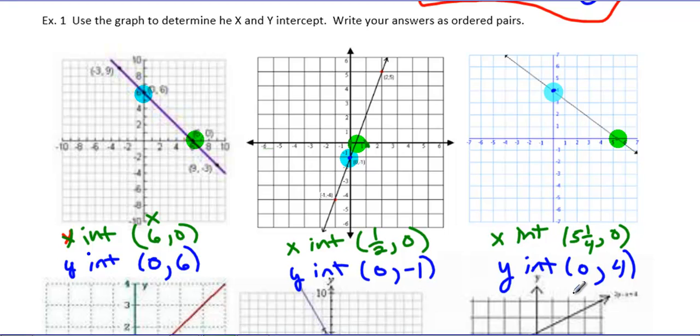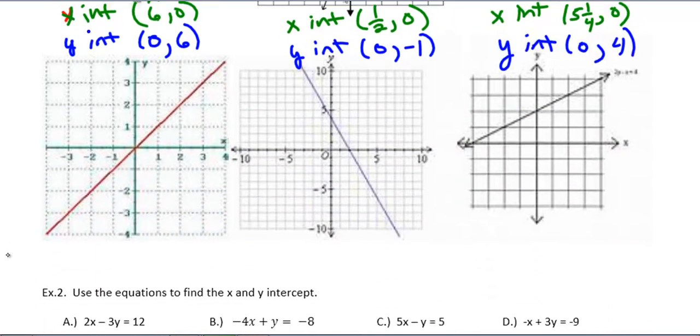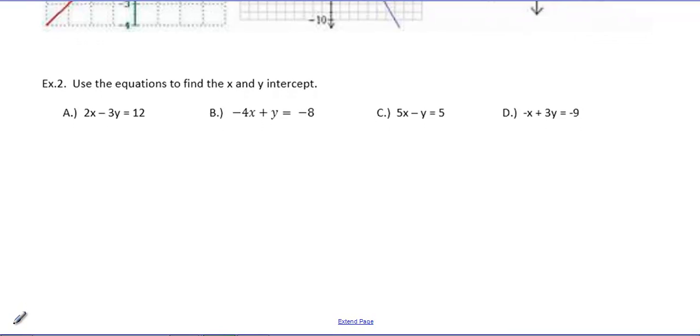Okay? So again, sometimes it crosses nicely. Other times it's in the middle and you have to estimate. Like I said, you're going to skip the bottom three. We're going to go right ahead into finding x and y intercepts from the equations themselves. Alright, so my x-intercept and my y-intercept.